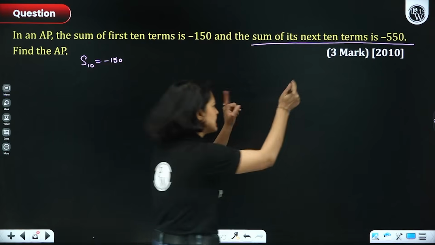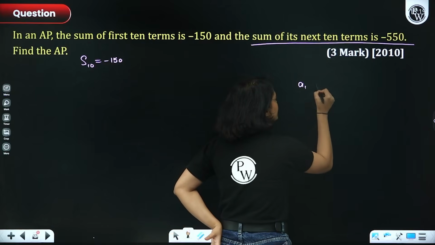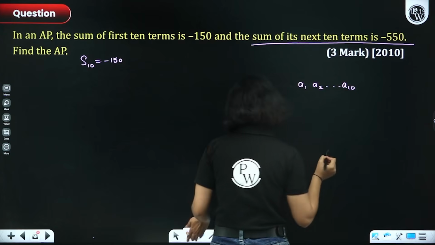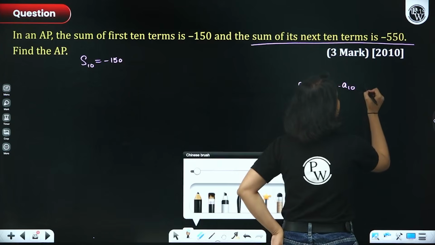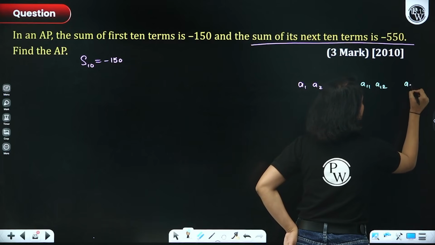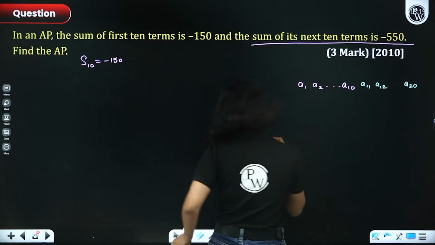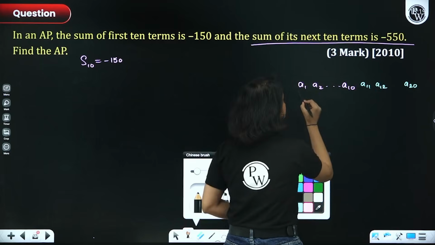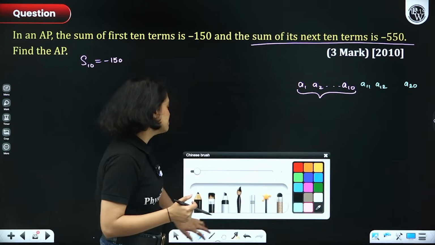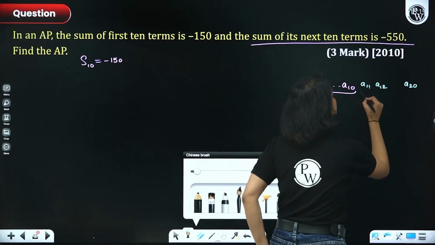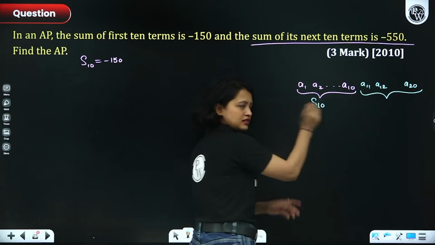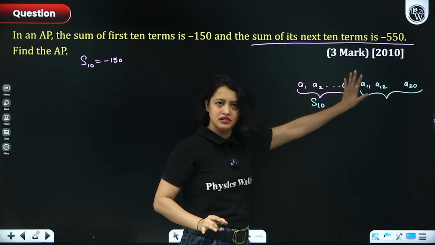Sochte hain. Let's understand it like this. I have A1, A2 till A10, and then I will write A11, A12 till A20, right? So first of all, they gave us the sum of these terms. Now for the second part, they are giving us the sum of these terms. Now the problem is this is S10. This is how I write the sum of first 10 terms, okay?